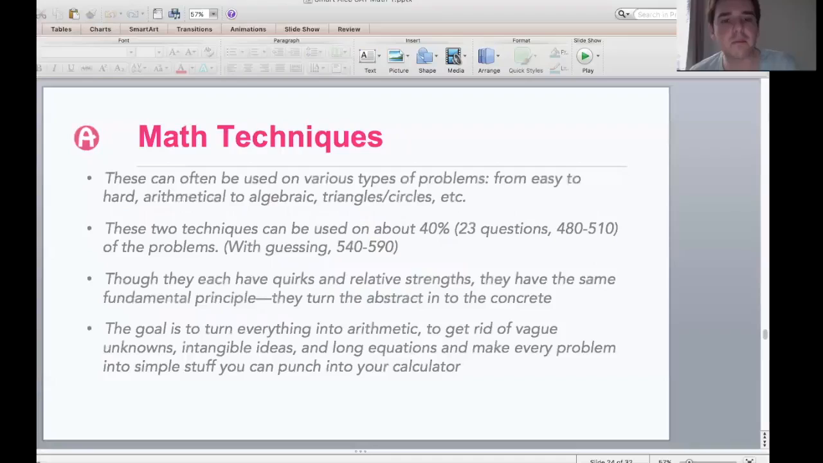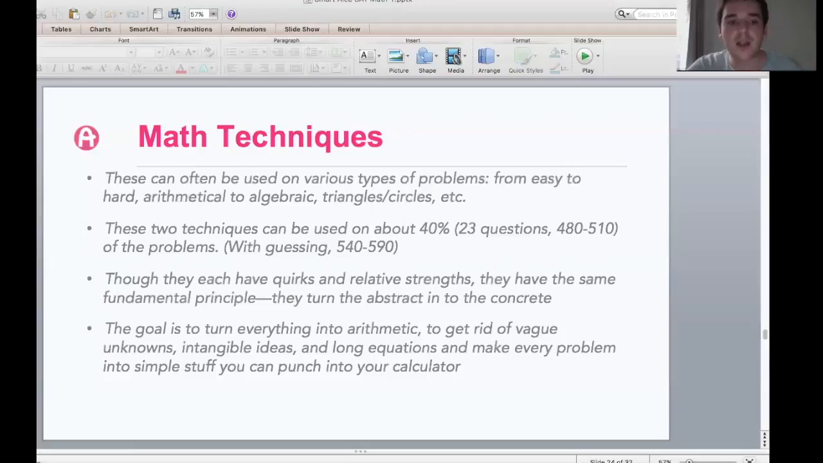So now, diving into math-specific techniques. These can be applied to various types of problems, from easy to hard, from arithmetic to algebra, geometry, trig. It's really about the test's format, how they present the questions, that you can use to your advantage. It's like a puzzle. When you're doing a Sudoku puzzle, if you know the rules behind it, you're obviously going to be able to manipulate and play with those numbers. And similarly, if you're aware of the way that the questions are framed and what they're asking for, you can use that.